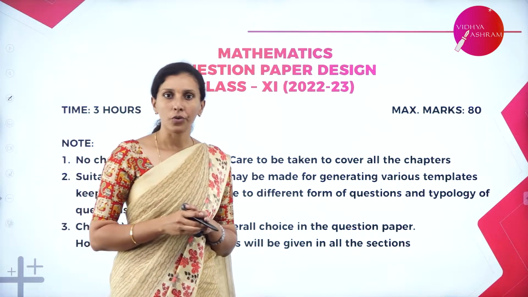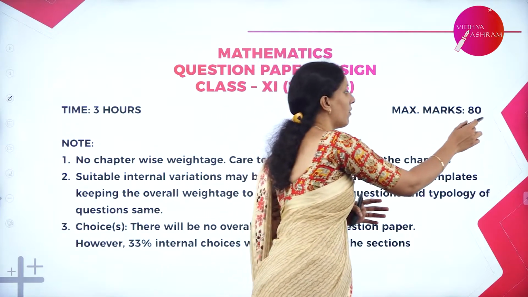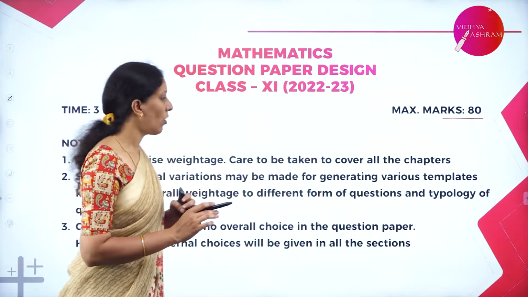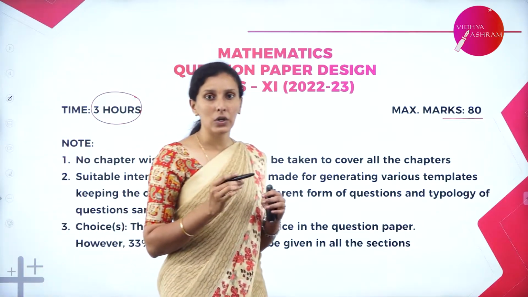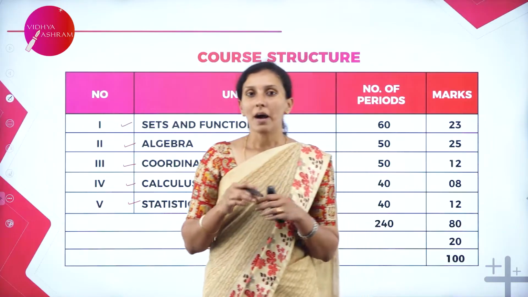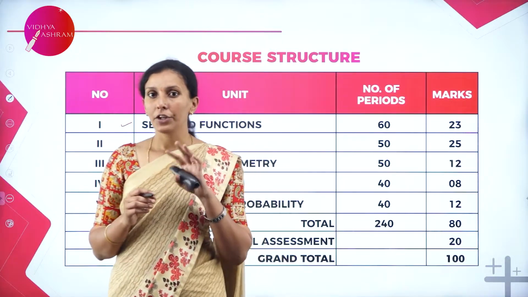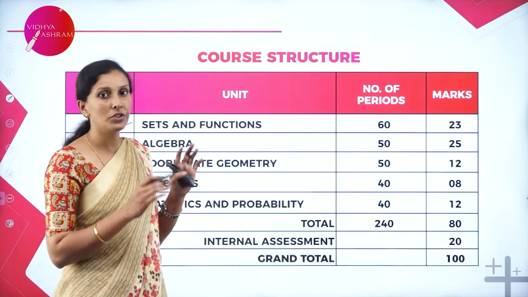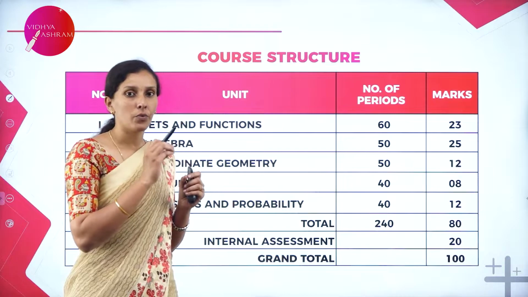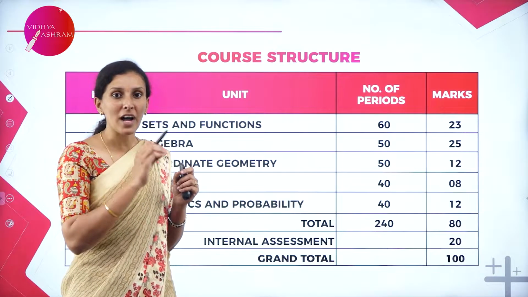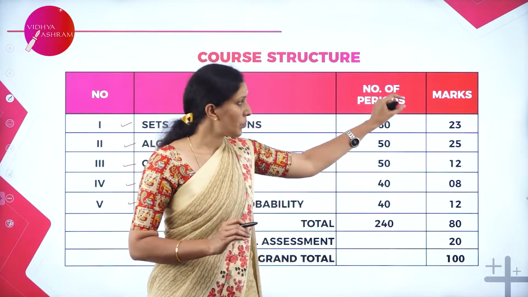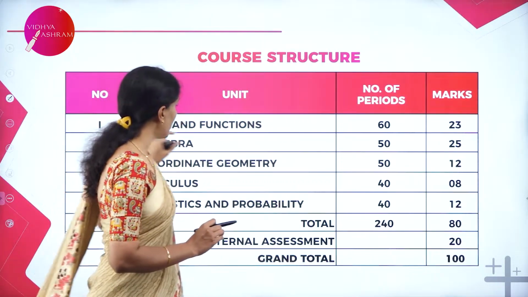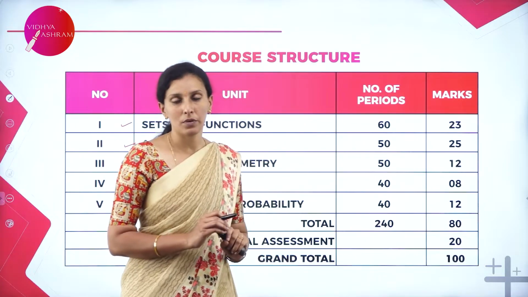As I already told you, the question paper will be set for 80 marks and the time allotted for you is 3 hours. And you have already seen in the course structure that the marks are allotted for a particular unit. It is not divided into chapters. That is, unit-wise or topic-wise marks are not allotted. Only from this particular unit 23 marks will be taken. From this particular unit 25 marks will be taken.